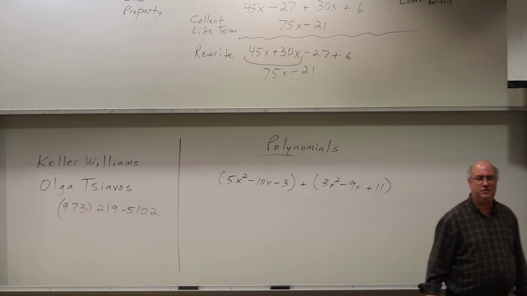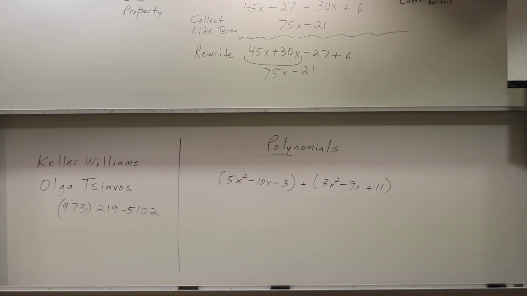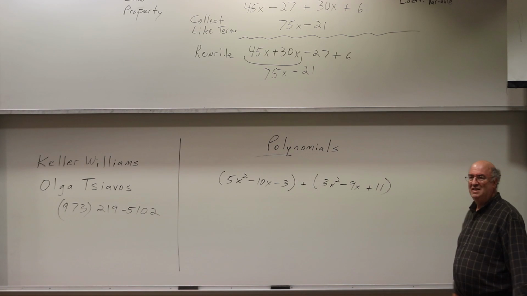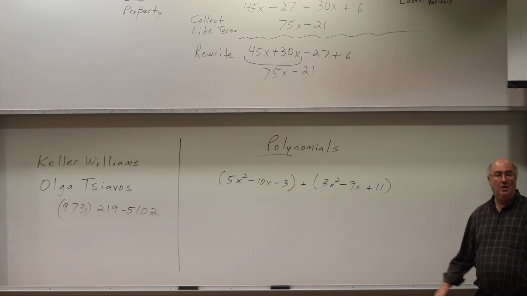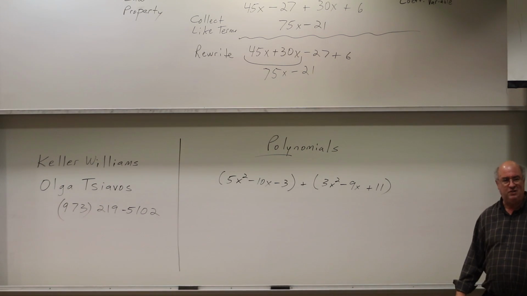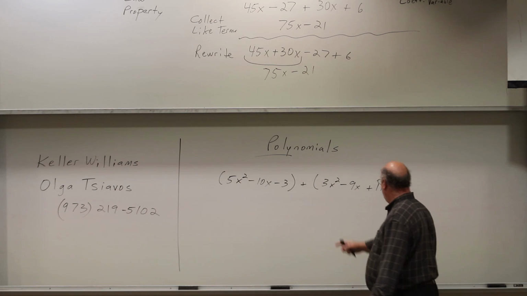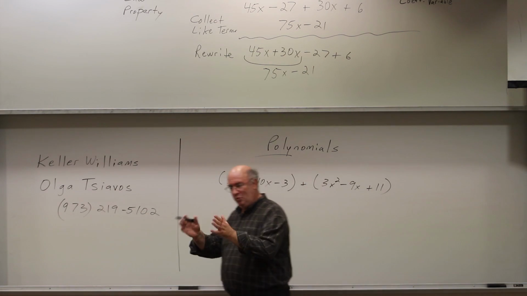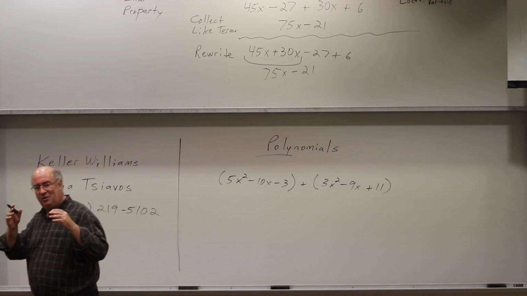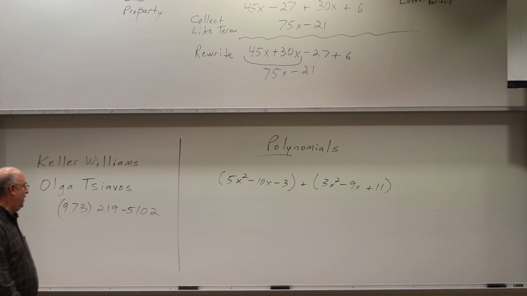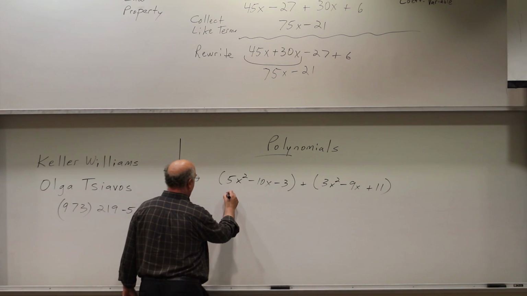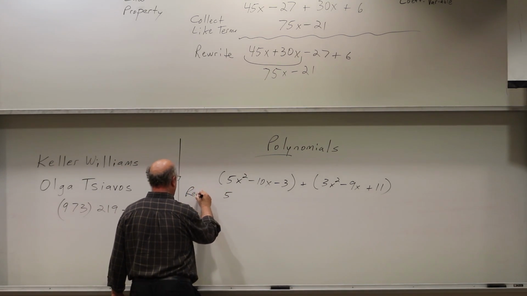Okay, let's add first. Easier thing first. Adding first, subtracting second. We add everything together. Some of them are positive, some of them are negative. We can rewrite this if we want. We can group them together with the x squareds together, the x's together, and the numbers together. Okay, so let's do that. We'll do a little rewrite action here.